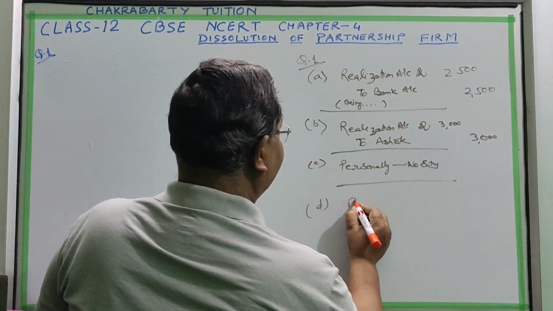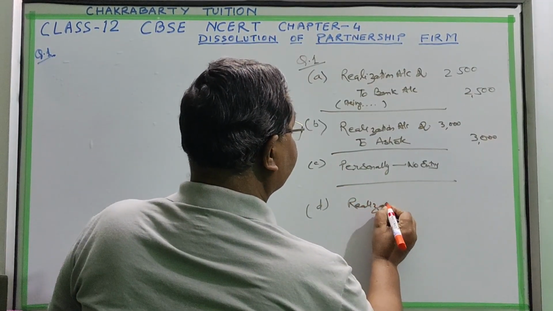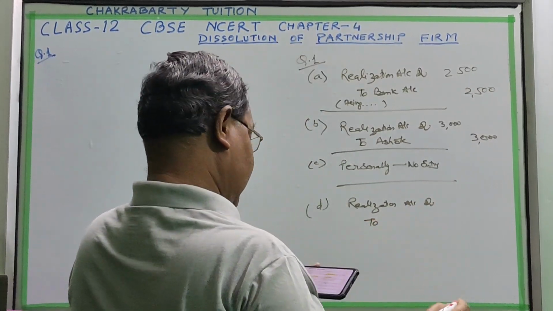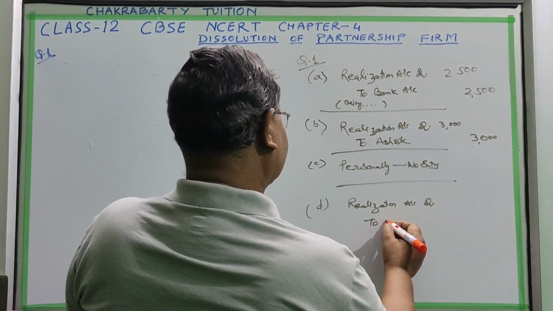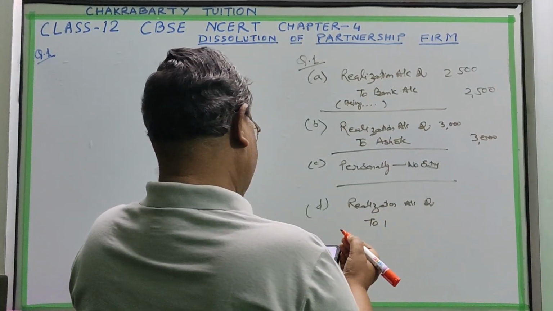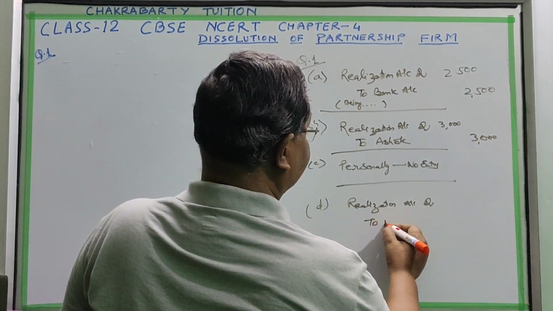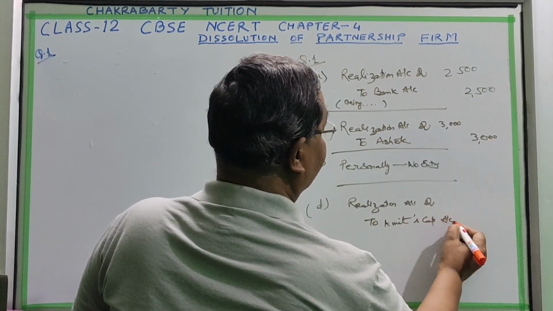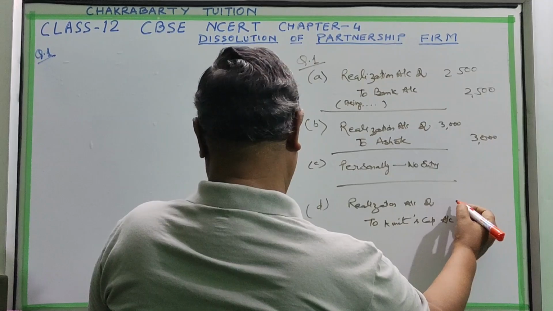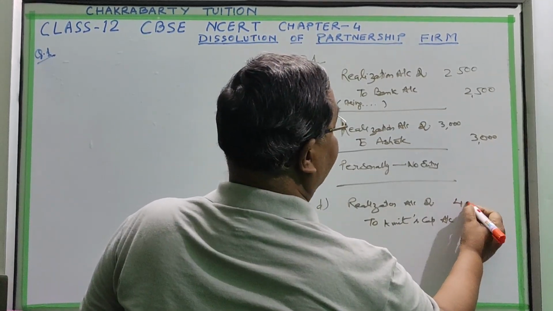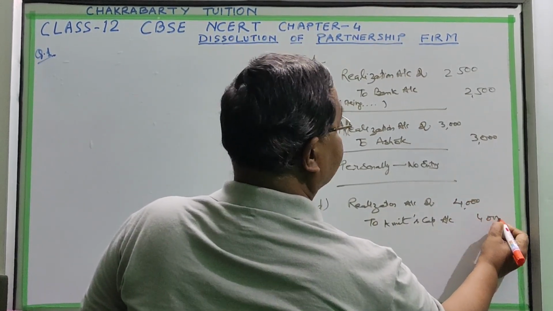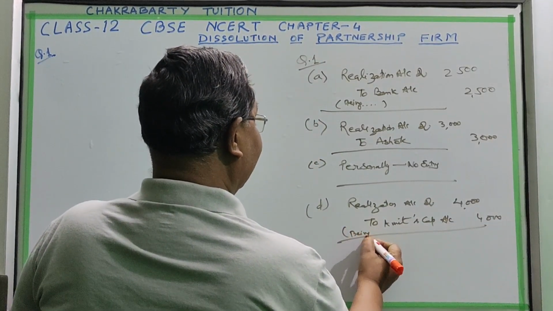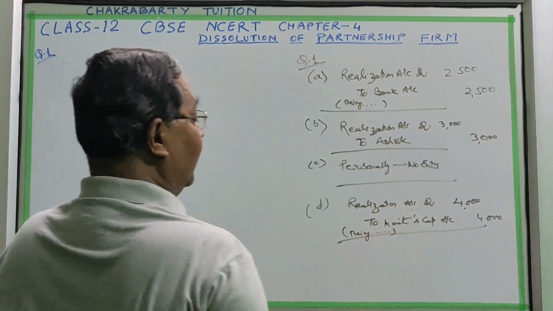So what we have is realization account debit to Mr. Amit the partner. So to Amit's capital account. Okay. And contract is given for 4,000, so a 4,000 entry will be passed. Like this, everywhere you write being, and then the question line in brief.